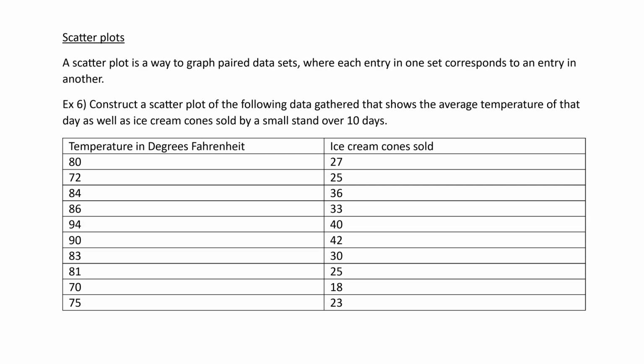All right, so each of these rows are linked. Think of this as day 1, day 2, all the way down to day 10. Right? So on that first day, it was 80 degrees and 27 ice cream cones were sold. On day 2, it was 72 degrees and 25 were sold, and so on.